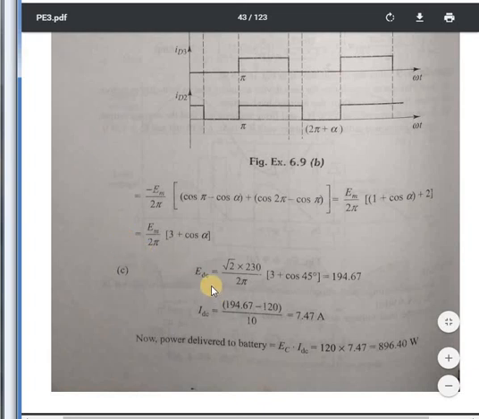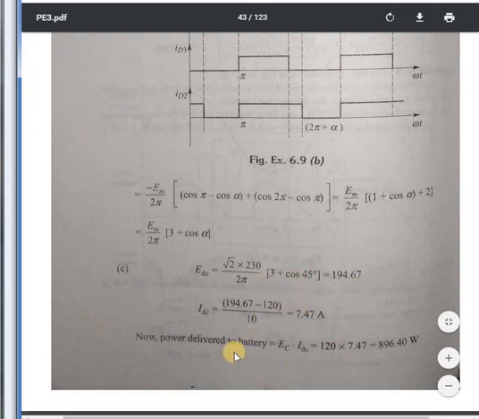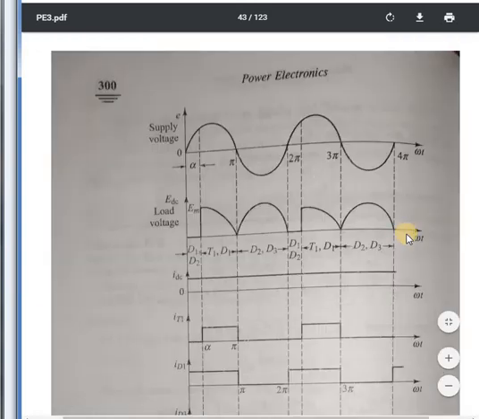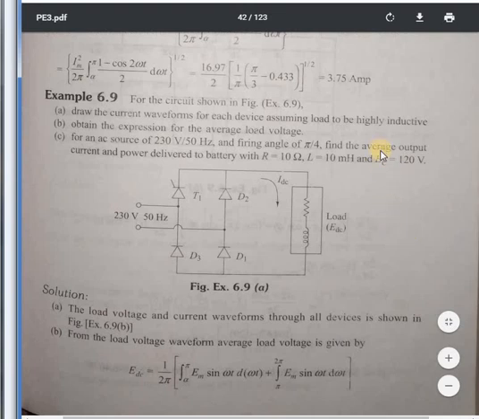This will be your output voltage. Now substituting the value and calculating, Em is equal to 2 into 230 by 2 pi into 3 plus cos 45 degrees. So you will get the value of the voltage. You can find out the current by dividing it by R. So the power delivered to the battery is E into IDC, that is 120 into 7.47, that is 896.40 watts. You are considering the battery voltage of 120 volts.